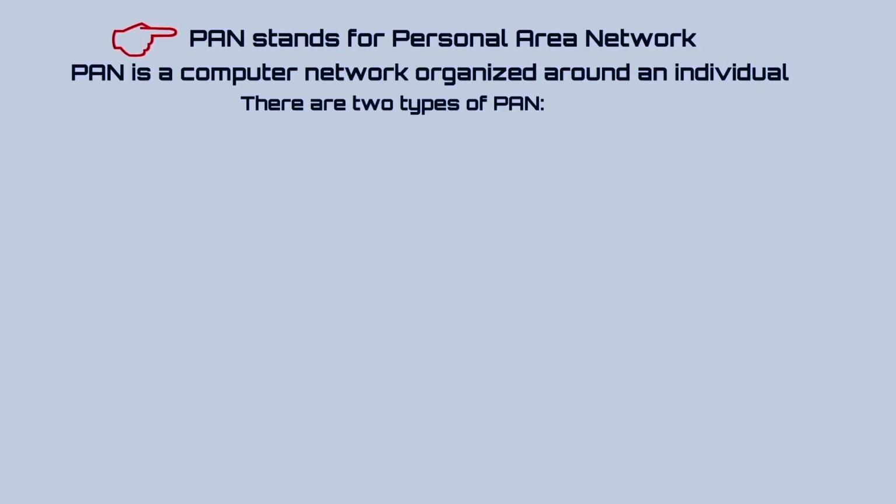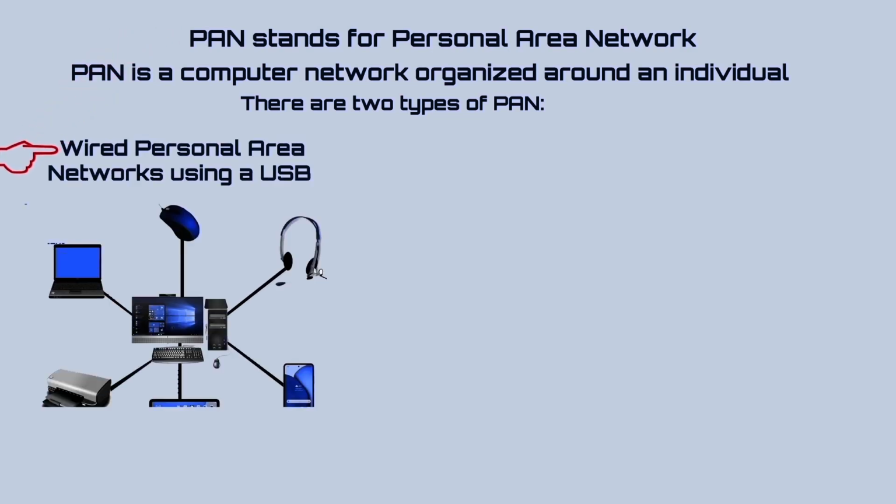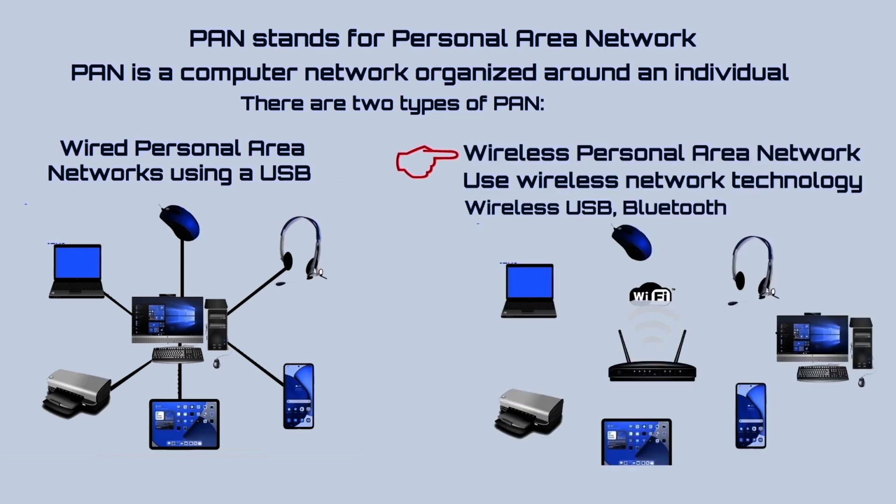PAN stands for personal area network. PAN is a computer network organized around an individual. There are two types of PAN. One is wired personal area network, using a USB, and the other one is wireless personal area network, which uses wireless network technology such as wireless USB or Bluetooth.